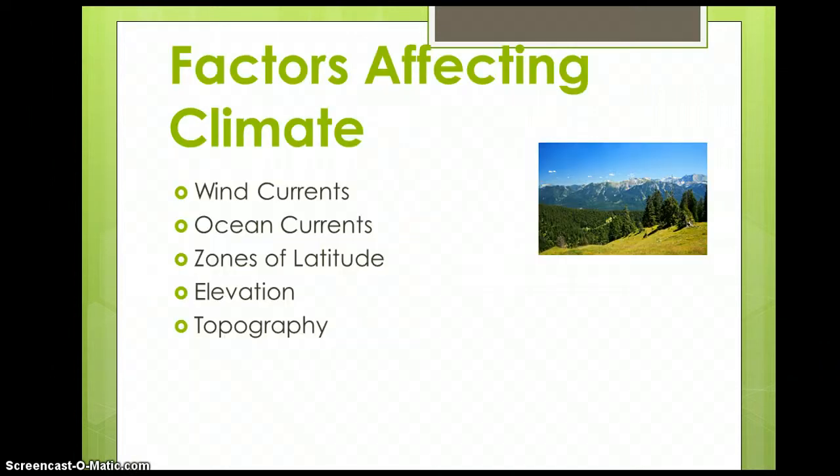And things that can affect the climate of different areas are wind currents, ocean currents, zones of latitude, obviously, we just covered that, elevation, and topography. We'll get into more as we look at the different areas of the world that we're going to be studying, all the different continents and all the different areas on the continents, and we'll be looking at what things affect their climate. We're not concerned about the day-to-day weather. When we're studying geography, we're going to be looking at the climate.